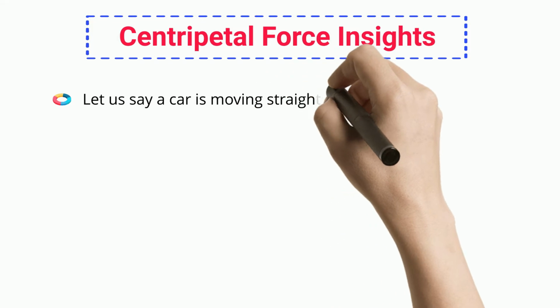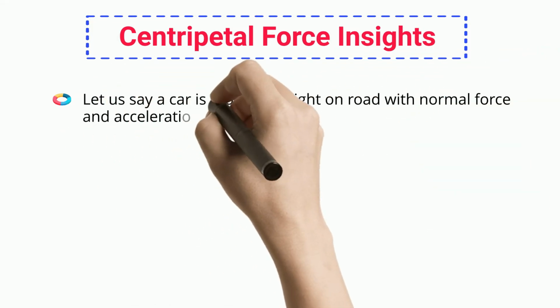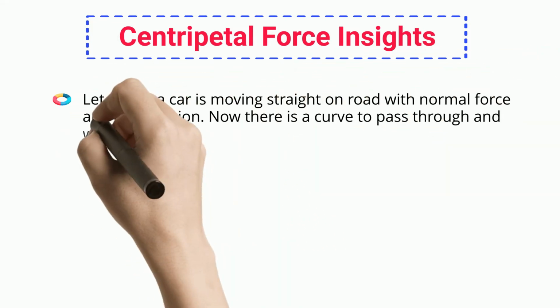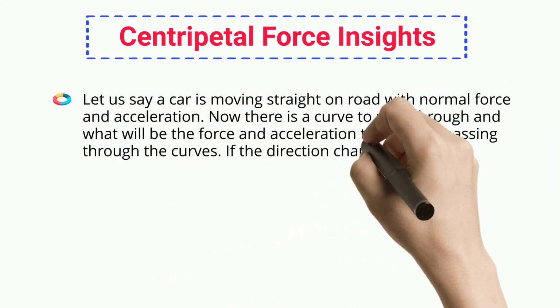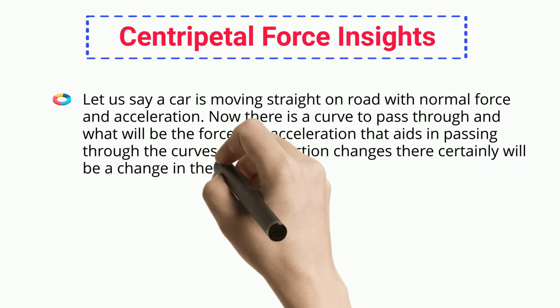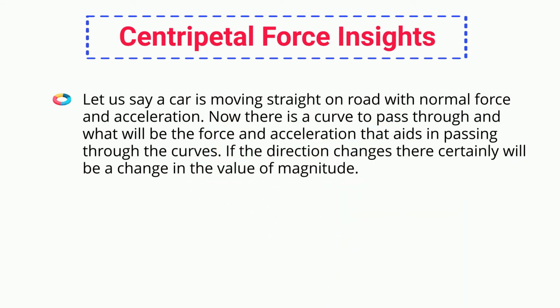Let us say a car is moving straight on a road with normal force and acceleration. Now there is a curve to pass through, and what will be the force and acceleration that aids in passing through the curves? If the direction changes, there certainly will be a change in the value of magnitude.